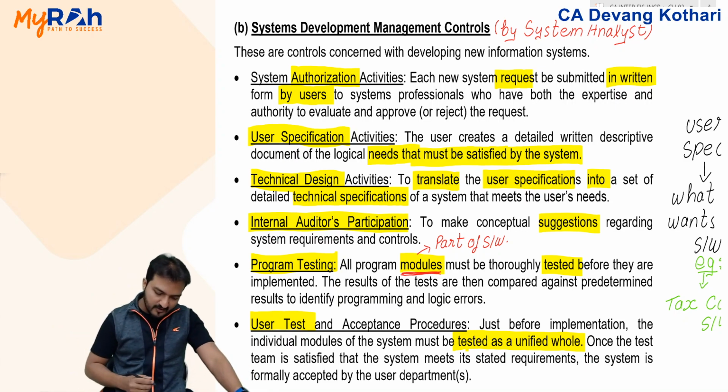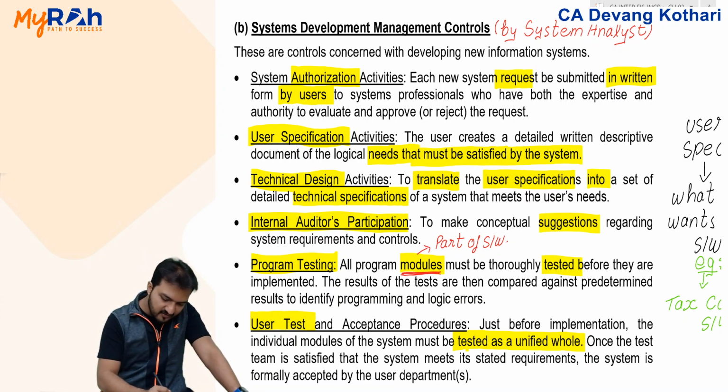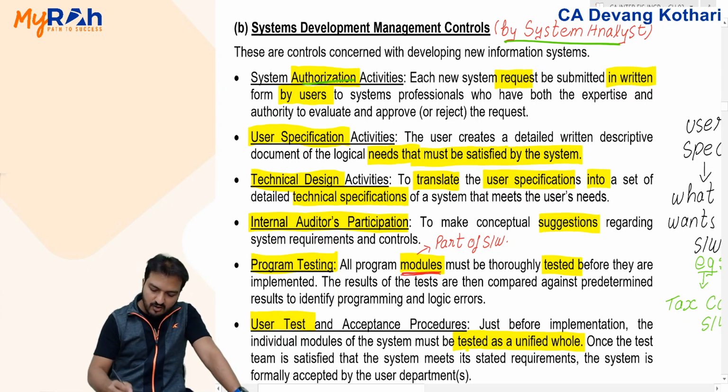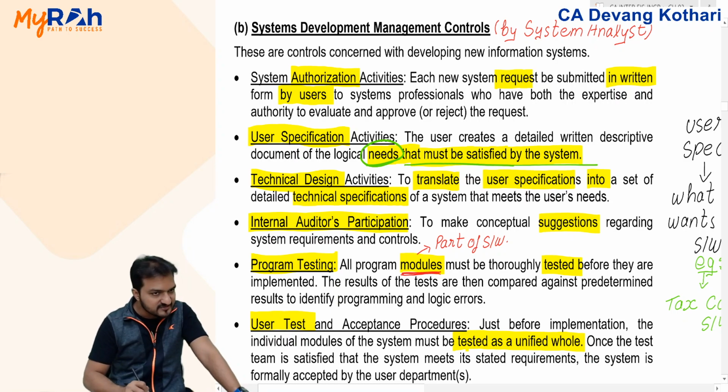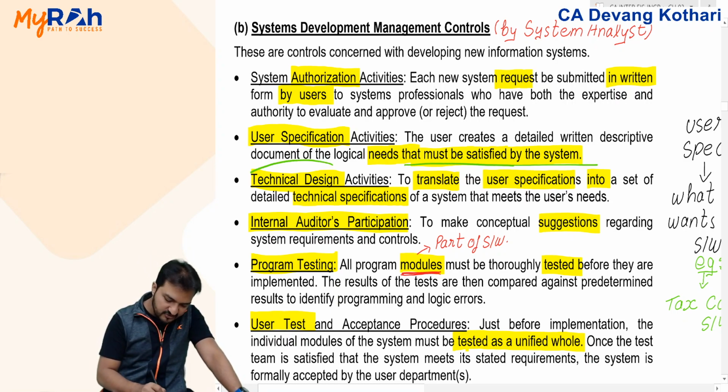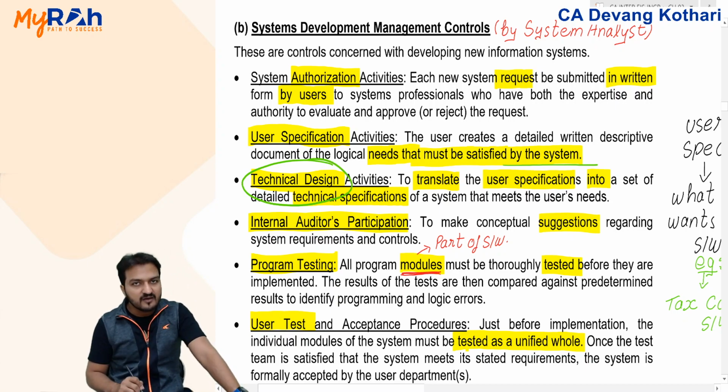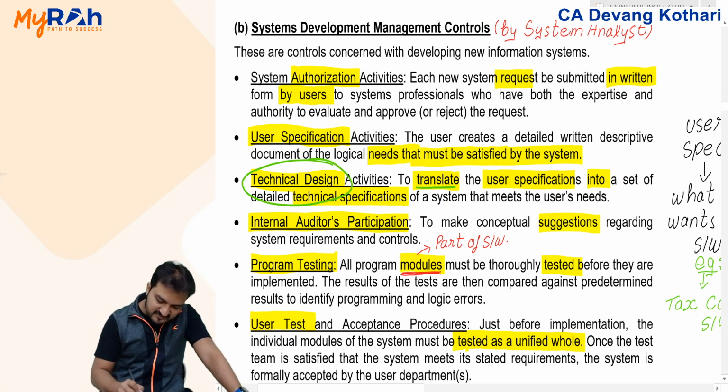So system development management controls are the control aspects to be done by the system analyst. System authorization: he needs to obtain a request in writing from the user, only then will he start his work. User specification means to understand what the user wants, the needs of the user that must be satisfied by the system, and these user specifications he needs to convert into technical specifications. So he will translate user specifications into technical specifications.